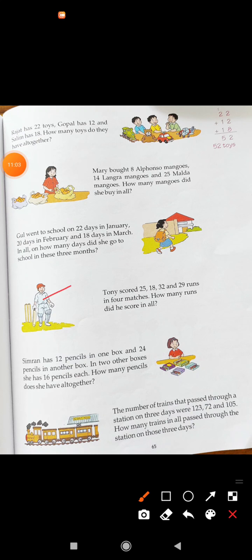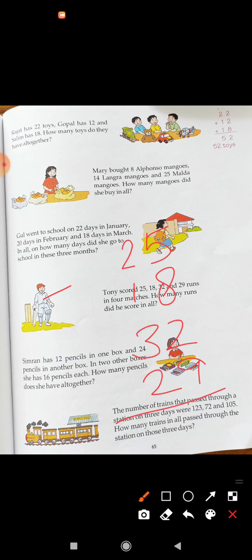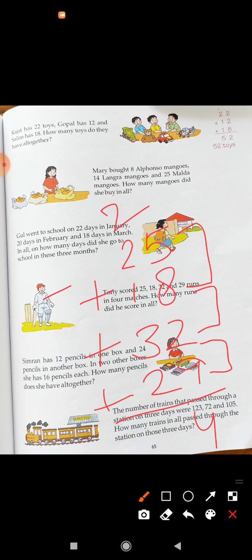Now next, Tommy scored 25, 18, 32 and 29 runs in 4 matches. Now how many runs did he score in all? Now add these together. 5 plus 8 is 13, 13 plus 2 is 15, 15 plus 9 is 24. Right here 4, 2 carry. Now add the tens. 5 plus 5 is 10. The answer is 104 runs he scored.